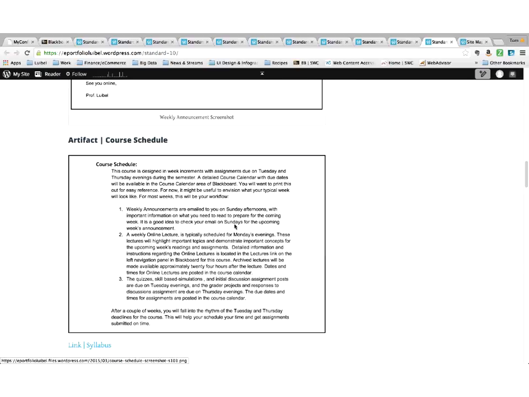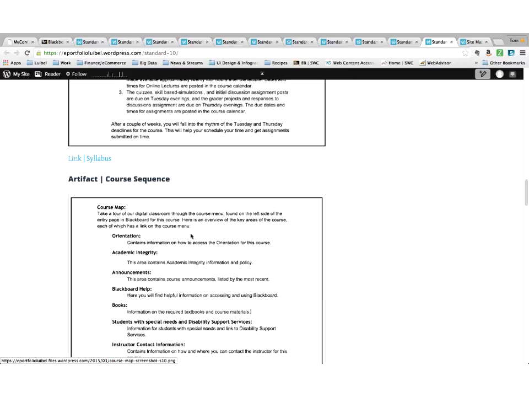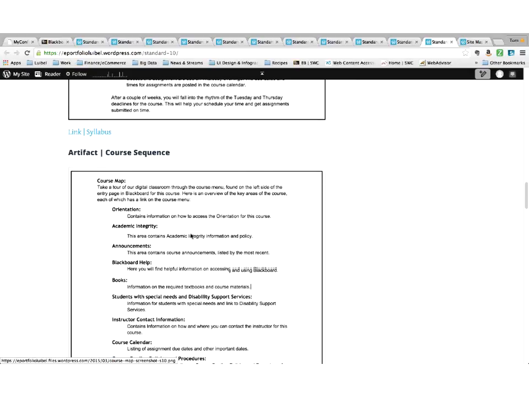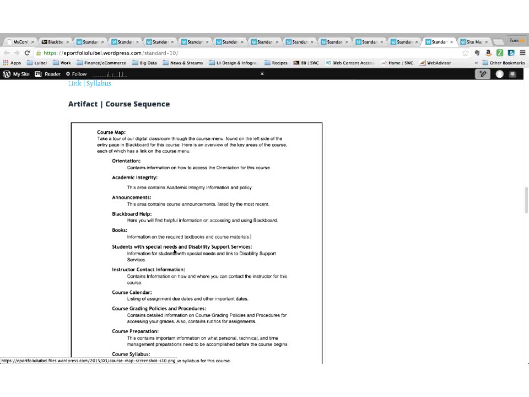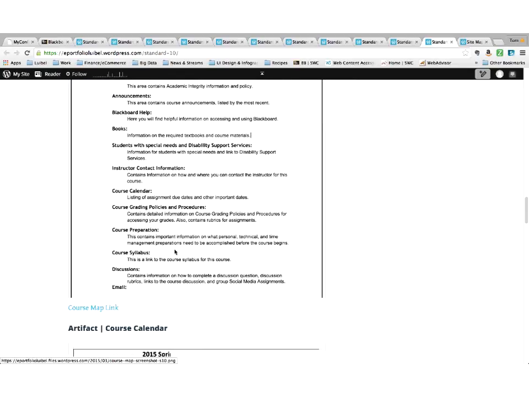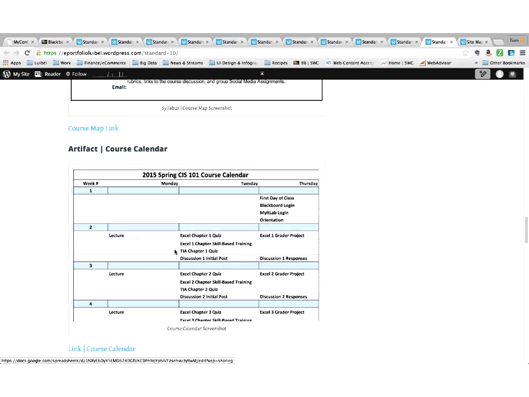weekly announcements. There's a course schedule within the syllabus that they can read. There's a course sequence. How's this course going to work? And kind of take a digital tour. And then I have a course calendar and try and chunk things on Tuesdays and Thursday evenings. And then we'll always have the lectures. And this is so that the students can allocate their time.